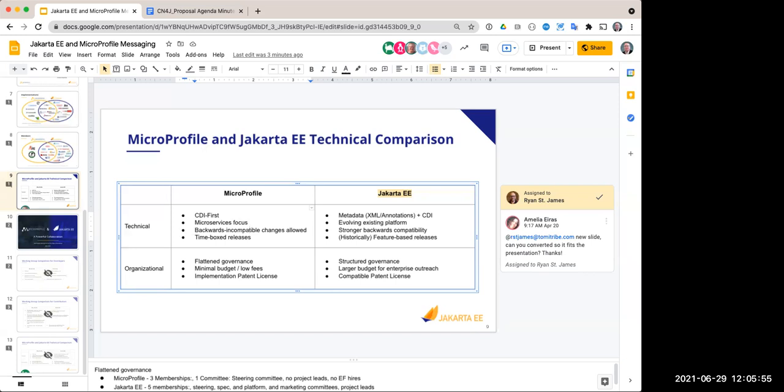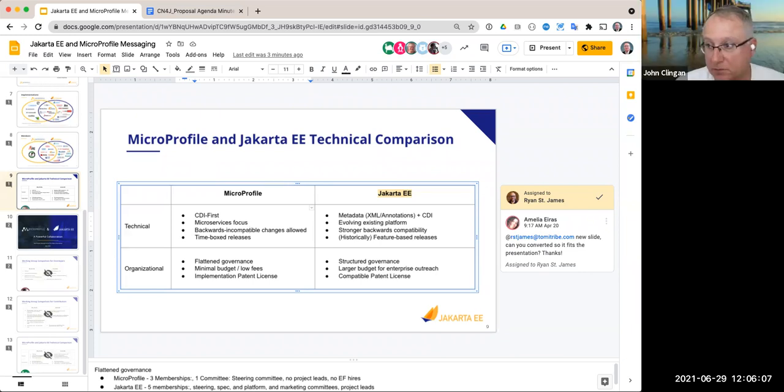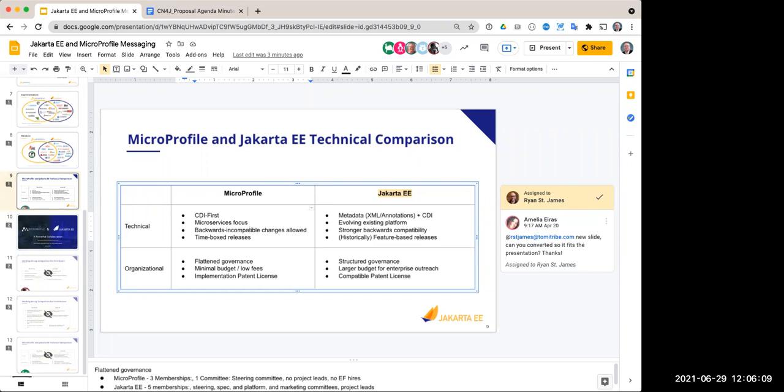Is that true, Dimitri? I'm okay with that comparison. I don't like the backwards incompatible changes allowed wording for MicroProfile. Maybe it should be changed to something else. Weaker backwards compatibility, I don't know. It's even worse, right? If you have new language, then suggest it. I'm just pointing out the issue.